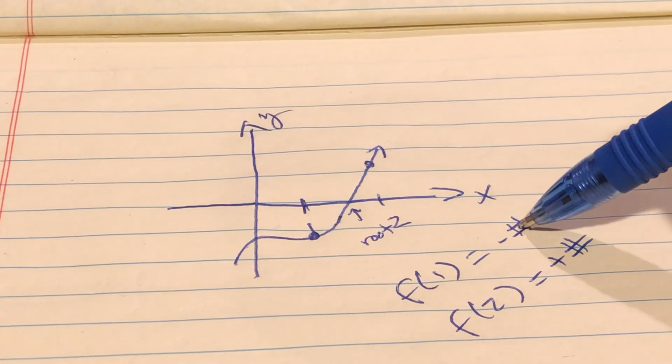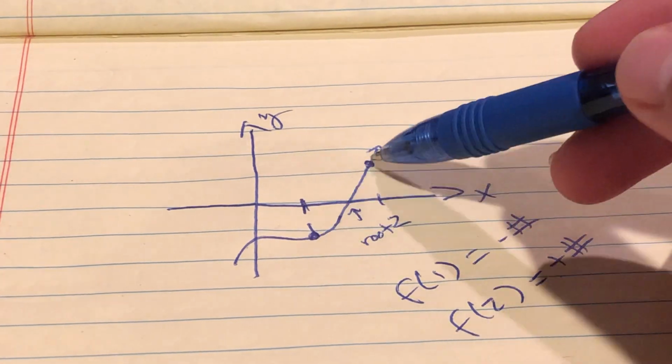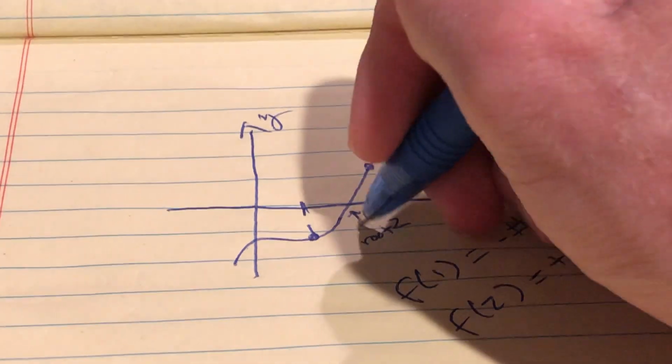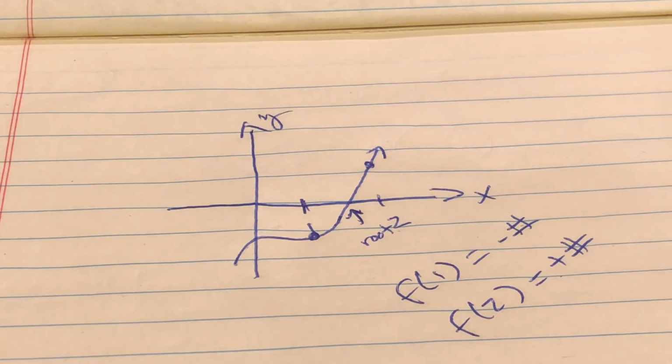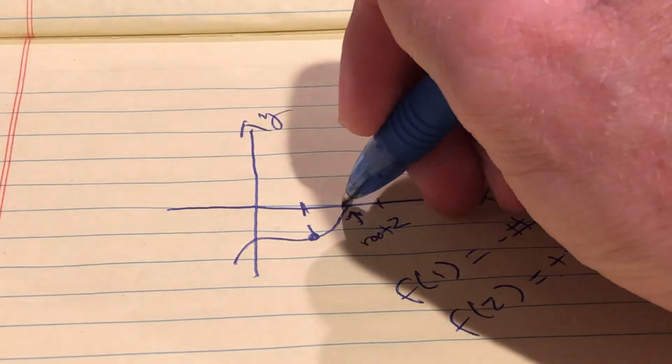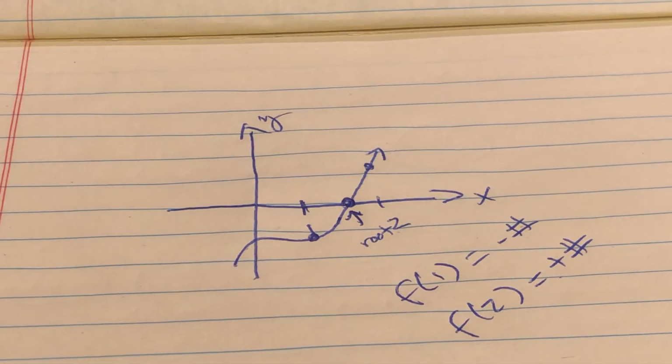Well, if my y value goes from negative to positive, or positive to negative, I had to cross what? I had to cross y equals 0, which is the x-axis. If I cross the x-axis, folks, that is a root. That's a solution. So I can see graphically that, yeah, I've got a solution there, 1.6 or something.